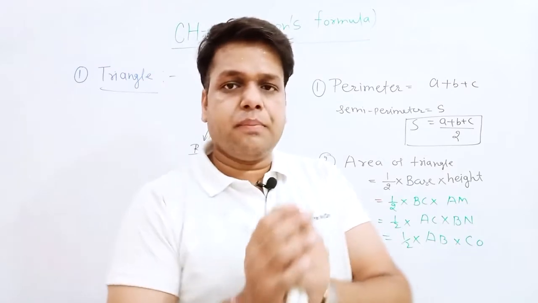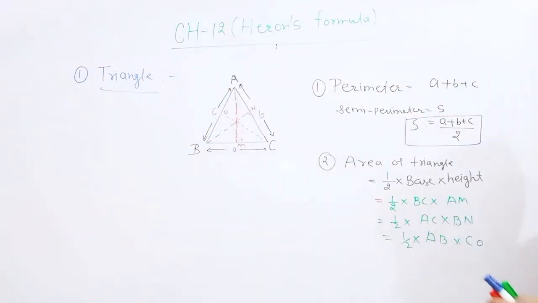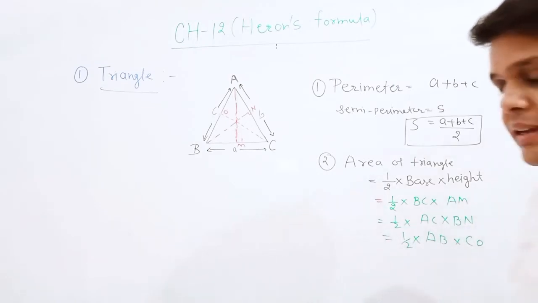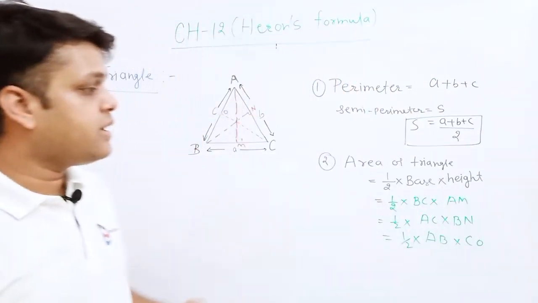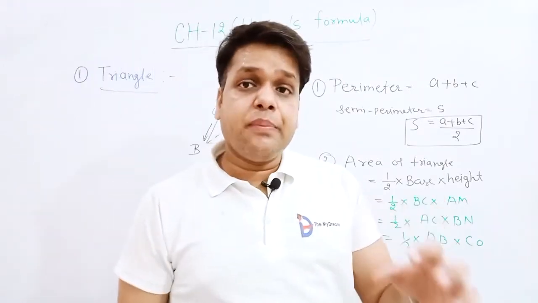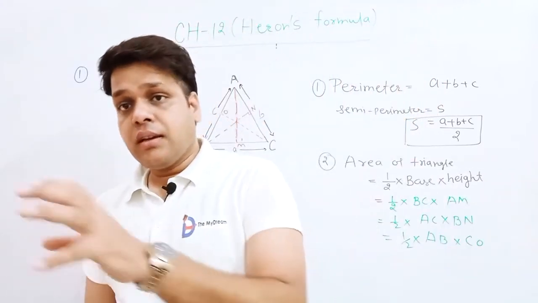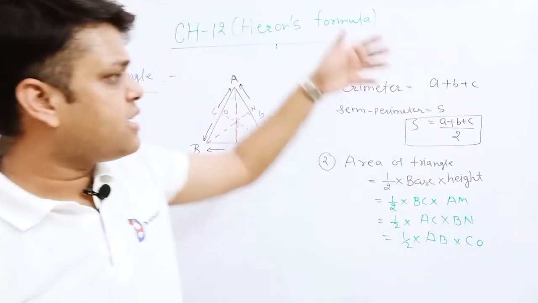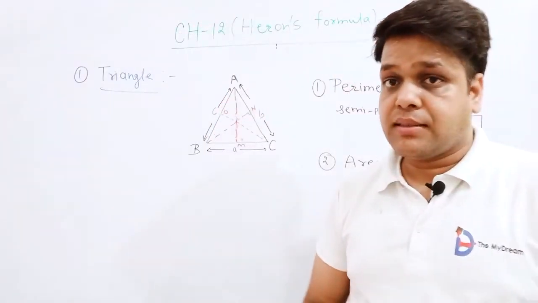It means three basic standards. If we take BC as a base, we get AM as a height. If we take AC as a base, we get BN as a height. And if we take AB as a base, we get CO as a height. So these are the basic formulas which were already discussed in previous classes.